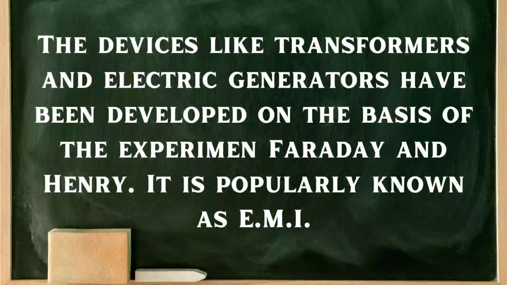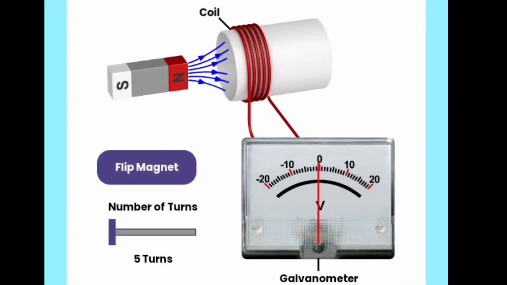Faraday and Henry performed certain experiments to explain the concept of electromagnetic induction, and there are certain devices like transformers, electric generators that have been developed on the basis of the experiments of Faraday and Henry, and they are also known as the EMI, that is the electromotive induction. Two famous scientists, Michael Faraday and Joseph Henry, conducted experiments to demonstrate that electric currents are induced in a closed coil subjected to the changing magnetic field. Their experiments help to understand the concept of the electromagnetic induction.